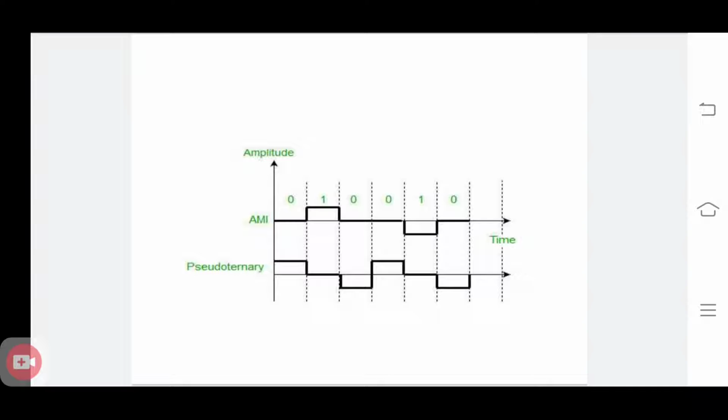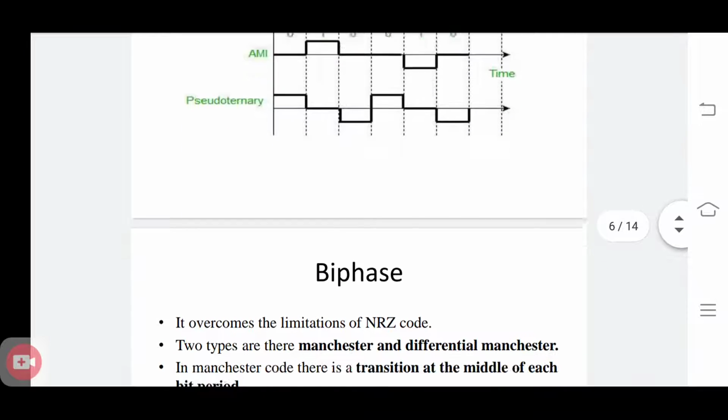But in pseudo-ternary, you can see one is negative voltage, one is positive voltage. Depends upon the user, or depends upon the system, you can represent binary 0 as a positive voltage or a negative voltage. Okay. From this figure, you can compare the AMI and pseudo-ternary mechanisms. So the second encoding mechanism is multi-level binary, of which two are there: one is bipolar AMI and another one is pseudo-ternary.